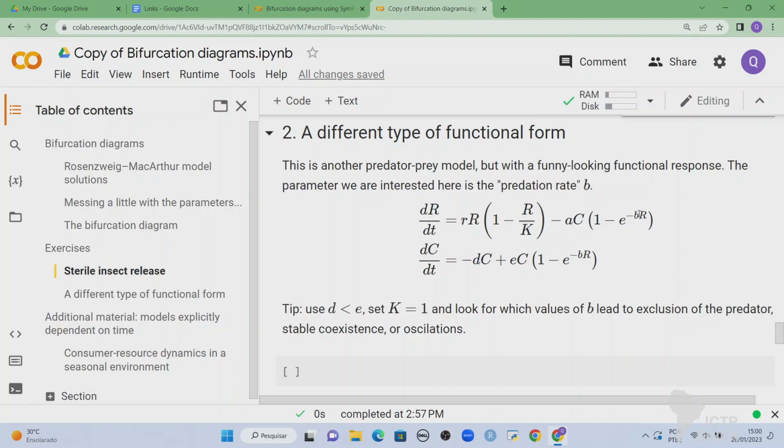So that's not a good idea in this case. In some situations it is useful, but you should not always do that, because in some situations you get stuck at a fixed point that is not the fixed point you want to explore, okay?